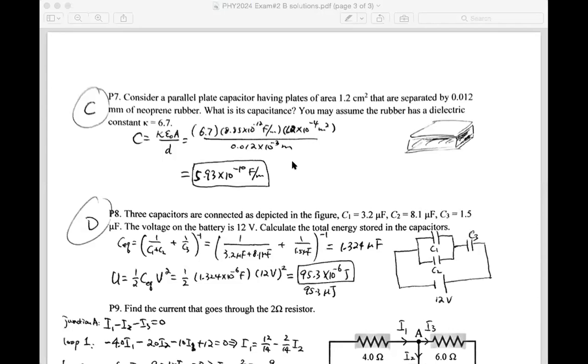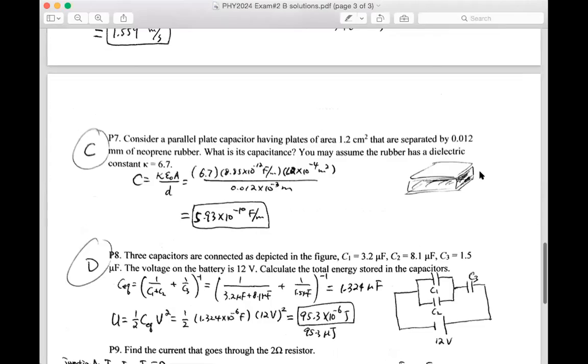Let me just share the screen of my version B. I think it's this one right here. Okay, over here.